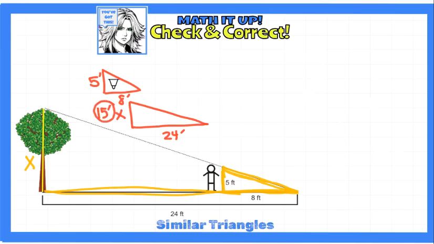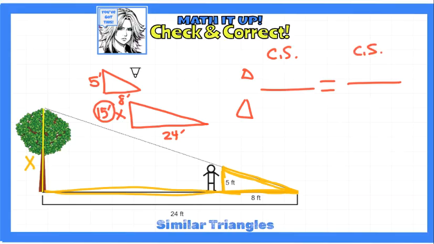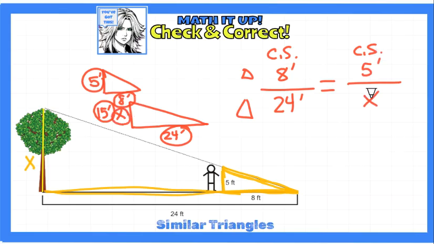But let's set it up in a proportion. So let's take our small over our large. We're going to take the corresponding sides we know about and use our unknown in the second set. So where are our corresponding sides we know about? They're right here. So 8 feet is to 24 feet as small, 5 feet is to some unknown number of feet.